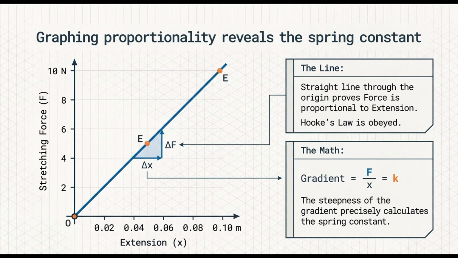The gradient of the graph is calculated using gradient equals change in force divided by change in extension. This gradient is equal to the spring constant K. A steeper graph represents a stiffer spring because a large force is required for each unit of extension. Graphical analysis therefore provides an effective method of determining spring stiffness experimentally.